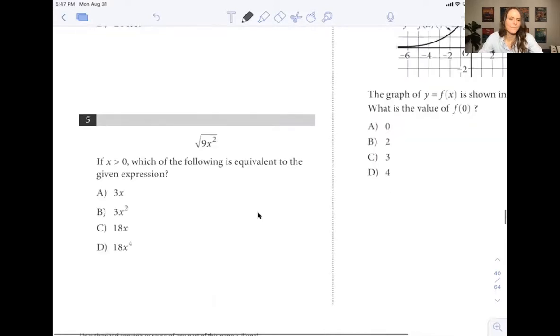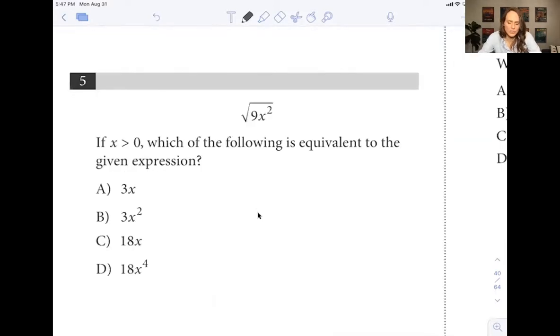Let's look at number 5 here. So if x is greater than 0, that is just our domain. They're saying we are not taking the square root of a negative number and dealing with i here. Which of the following is equivalent to the given expression? So if I take the square root of 9, that's going to give me 3. And if I take the square root of x squared, that gives me x, because think of it, x times x is x squared. So I just want 3x.